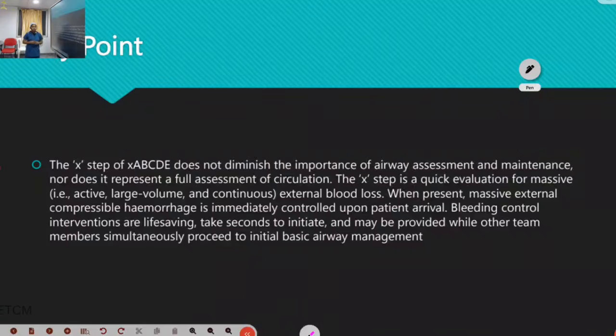So we are trying to stop the massive external hemorrhage, and we are doing the bleeding control prior to the airway management, and thereby we can stop one of the major causes resulting in death due to trauma.